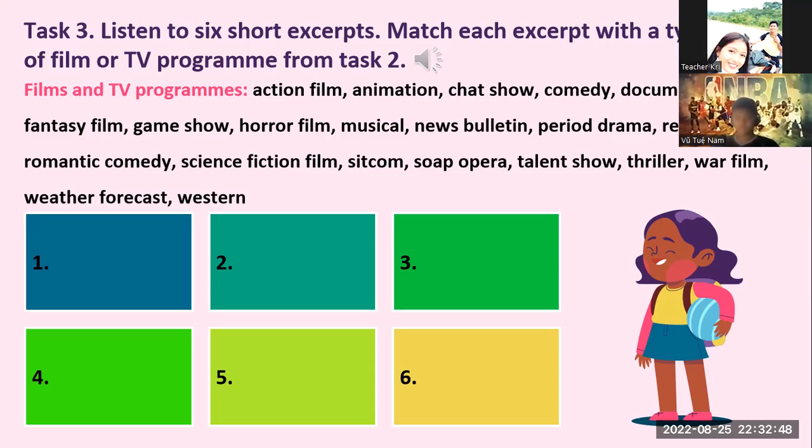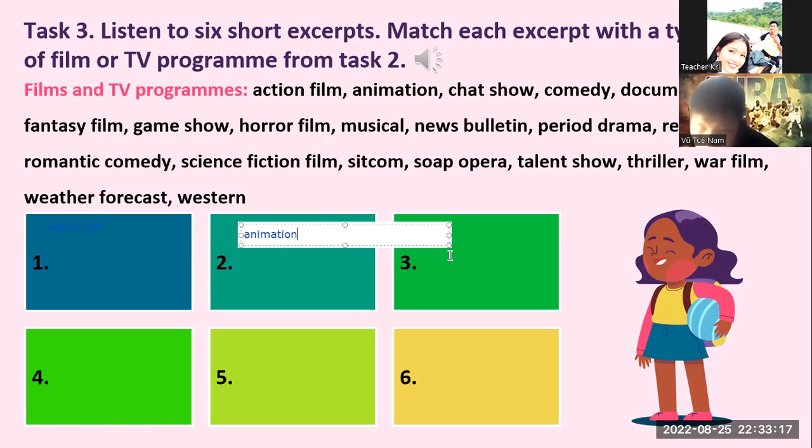Alright, so do you have your answer? Yes, teacher. Alright, so can you tell me what your answers are? I will type it here. Let's have number 1. What is your answer for number 1? Number 1 is action film. Okay, so number 1 is action film. How about number 2? Number 2, I think, is animation.